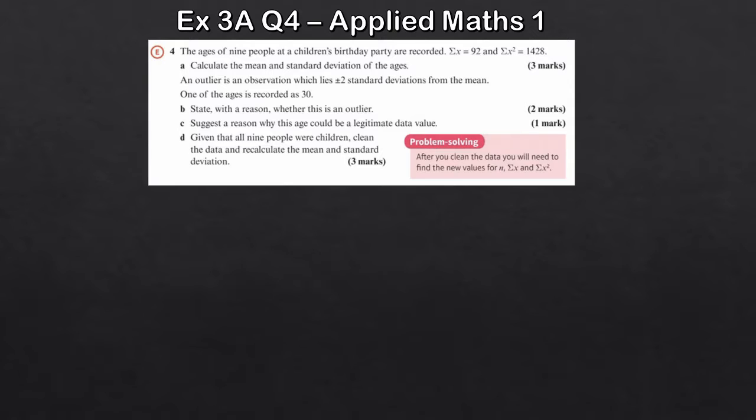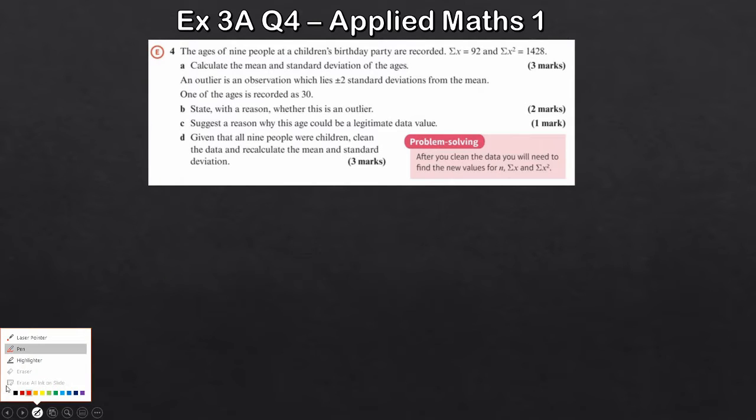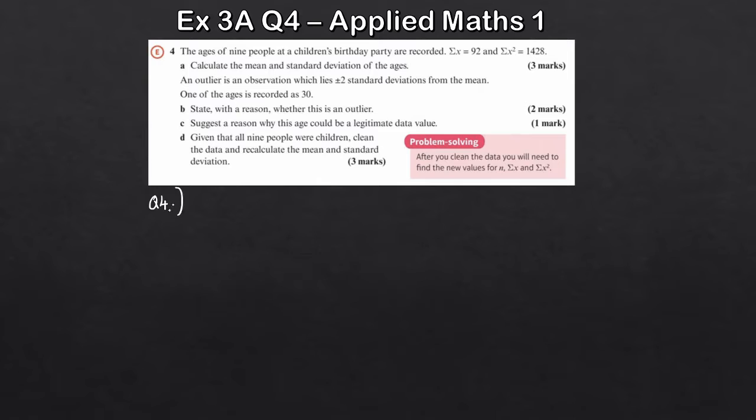So let's take a look at this question here, exercise 3A, question 4. So we get the right colour pen. So question 4. We've got the ages of 9 people at a children's birthday party recorded. The sum of the ages at this birthday party is 92, so that's what sigma x represents, okay? And then we've got sigma x squared there, which we will use later on for the standard deviation.